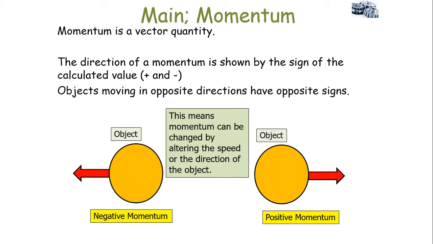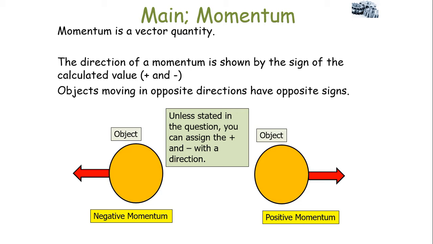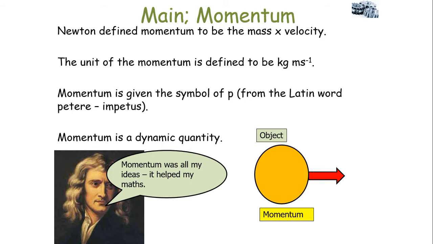Now, momentum is also a vector quantity. And the direction of momentum is shown by the sign of the calculated value, plus and minus. So objects moving in opposite directions have opposite signs. So this means momentum can be changed by either altering the speed of the object or the direction of the object. So unless stated in the question, you can assign the plus and the minus with a particular direction.